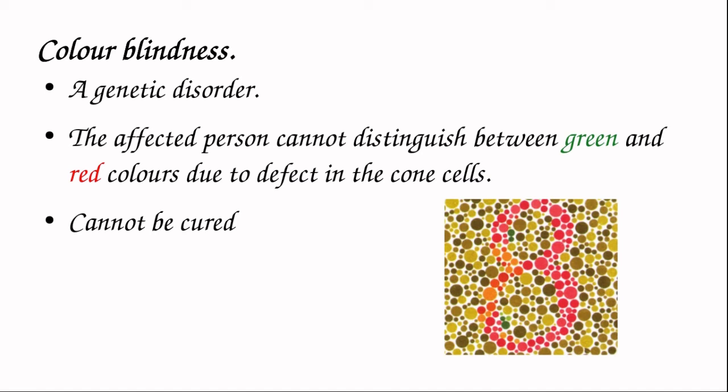Then it may be caused due to defects in the cones. So that is what is called color blindness. Here there is a picture given. Here a number is written on a green background, and a colorblind person cannot read this number as 8.